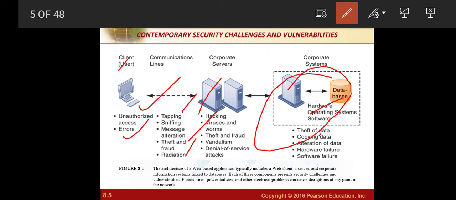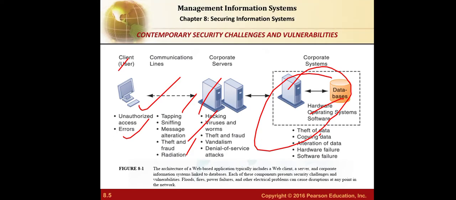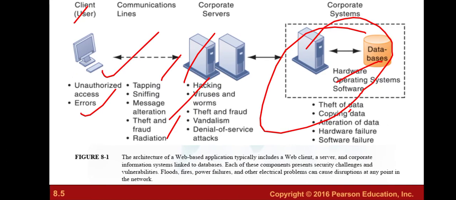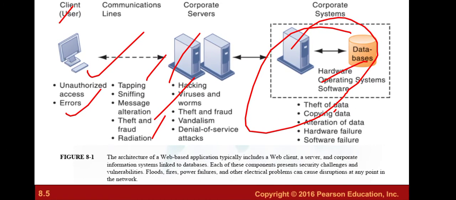We can see here on the figure, it is written that the architecture of a web-based application typically includes a web client, a server, and a corporate information system linked to a database. Each of these components represents security challenges and vulnerabilities. Floods, fire, power failure, and other electrical problems can cause disruption at any point in the network.